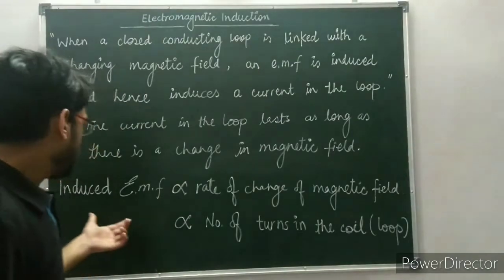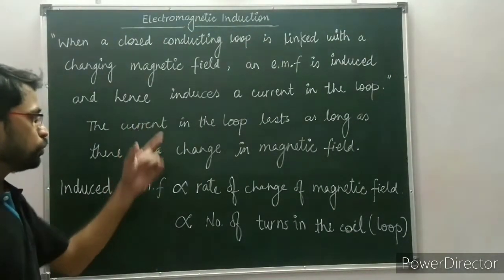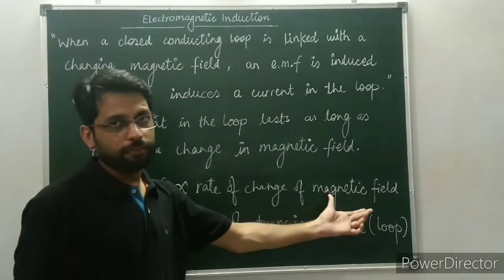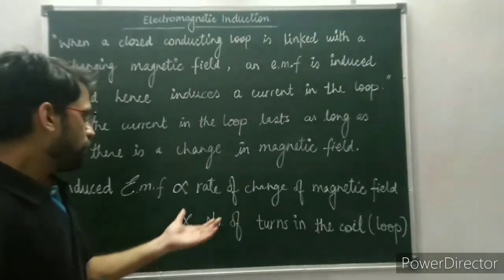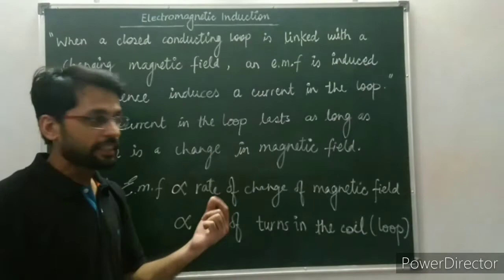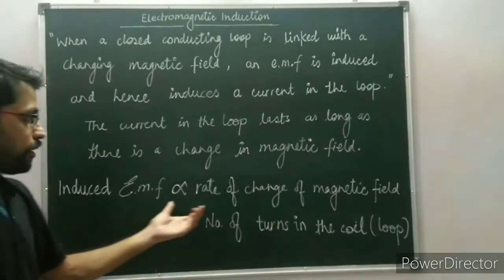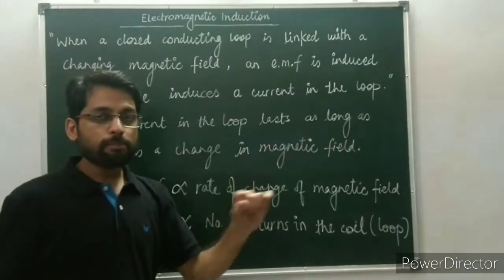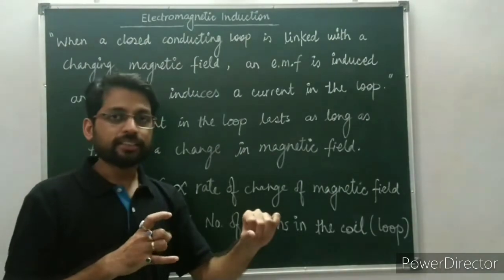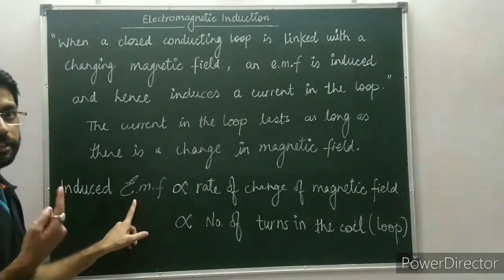It is seen experimentally that the induced EMF in the loop is directly proportional to the rate of change of magnetic field. When the rate of change of magnetic field linked with the loop increases, the induced EMF also increases. It means when you move the magnet to and fro near the loop at a fast rate, the induced EMF will increase.